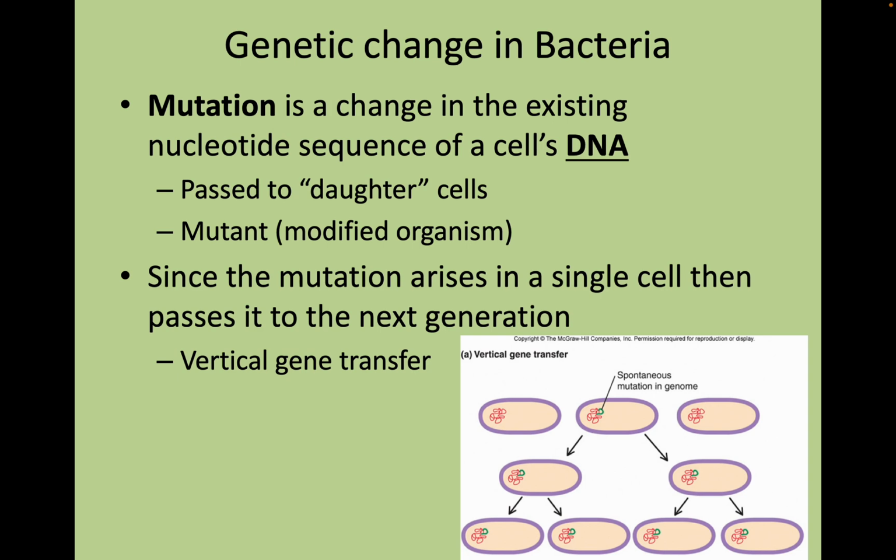Since mutation arises in a single cell and then passes it on to the next generation, that's called vertical gene transfer. So we have the original cell, a spontaneous mutation occurs, a mutation in the genome. So when the cell divided to produce two daughter cells, a change happened, an error in one of them that wasn't caught by DNA polymerase. When that cell goes to divide, its daughter cells also inherit the mutation. And when those cells divide, their daughter cells inherit the mutation. This is vertical gene transfer. It's passed down through generations.